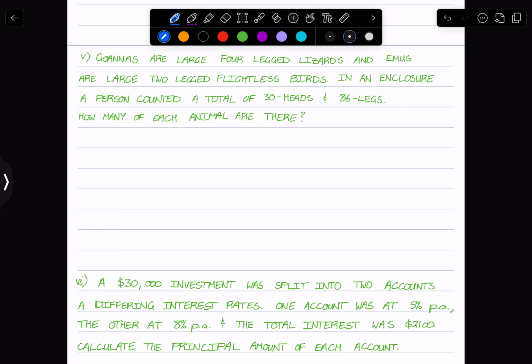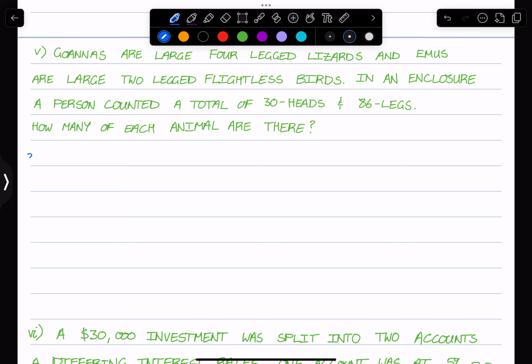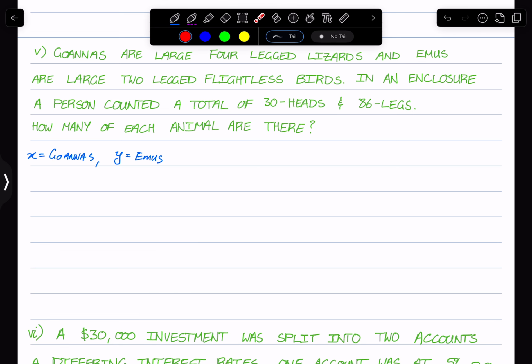So once again for this, we're going to state our variables. Just to keep it easy, we're going to say x is the goannas, and we'll let y equal the emus. Now, it doesn't feel like there's much information to go by, but really the two numbers that we're going to be working with here are the heads and the legs.